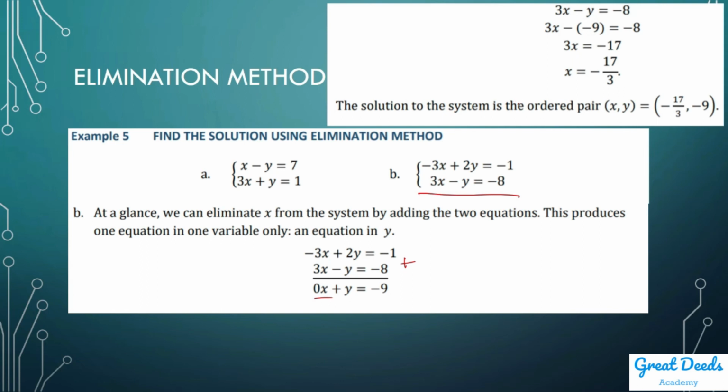Since we already know that y is equal to -9, we can use your second equation. Replace y by -9. Look at that. 3x is equal to -8 minus 7. That is -17. And so x is equal to -17 over 3. So the solution to our system is this ordered pair. Again, be careful with how you write the coordinates. The first coordinate is the value of x. And the second coordinate is the value of y.